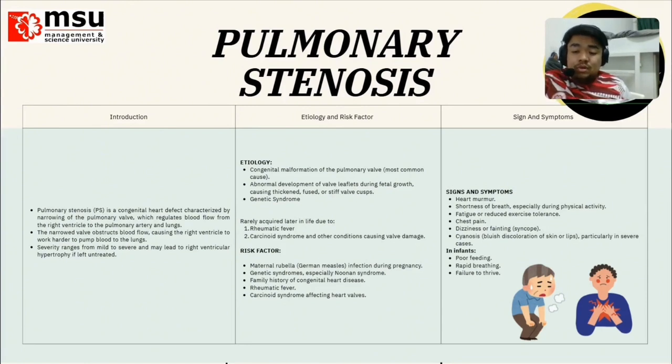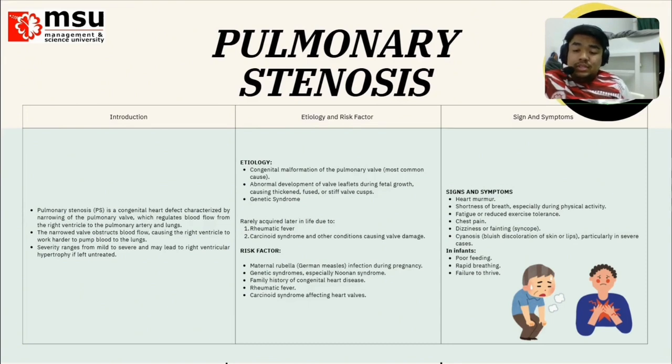And the last one for the causes is carcinoid syndrome. A neuroendocrine tumor releases substances such as serotonin into the bloodstream. Why? Because this substance causes fibrosis, scar tissue formation on the heart valve, leading to valve narrowing. So next is the risk factors.